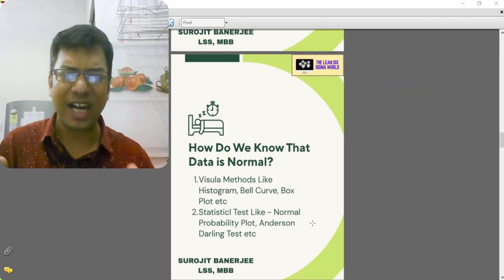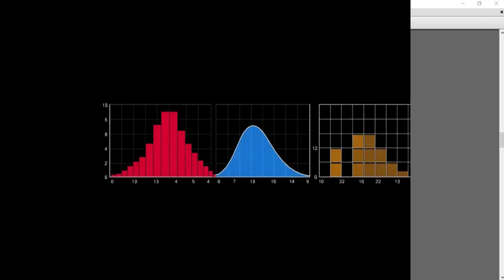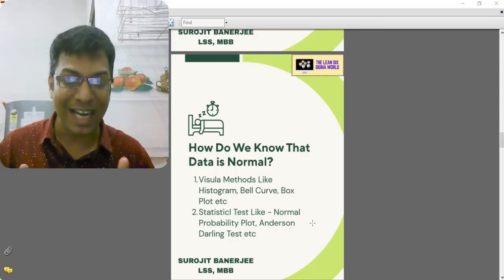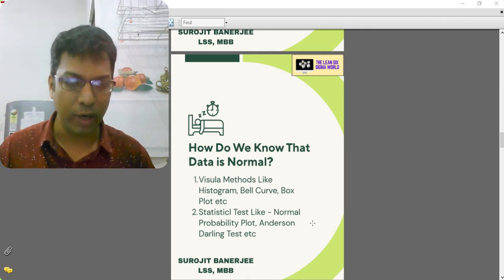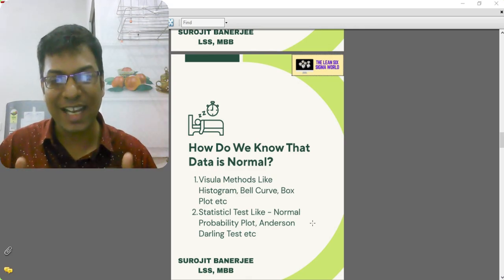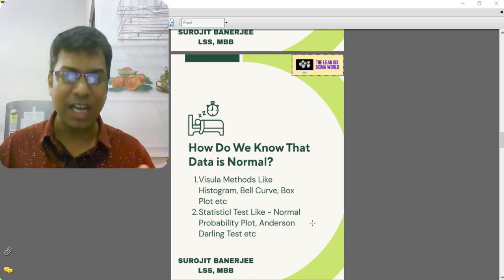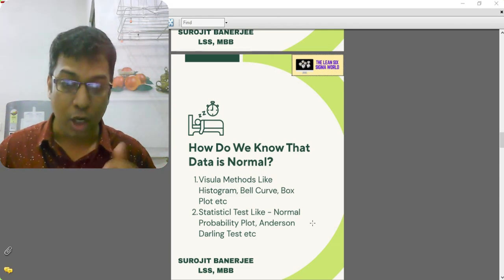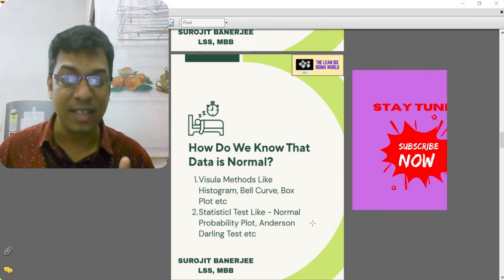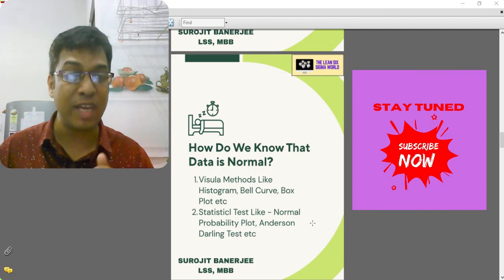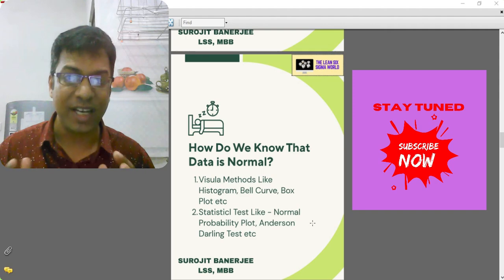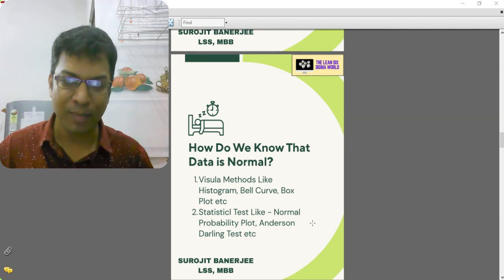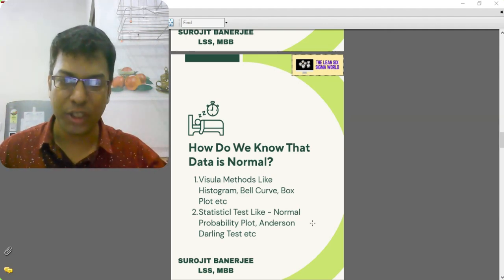Now when you plot the data sets, there are some visual methods by which you can understand whether the data is normal, like a histogram, bell curve, or box plot. But there are also some statistical tests available by which you can find out whether the data is normal or not, like the normal probability plot and the Anderson-Darling test. The Anderson-Darling test is very, very popular to find out the normality of the data. So these are some tests available by which you can understand whether the data is normal or not.